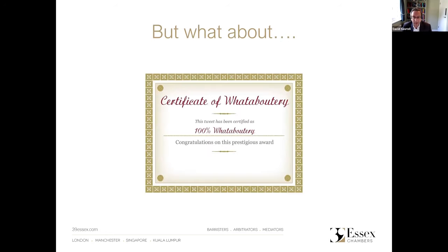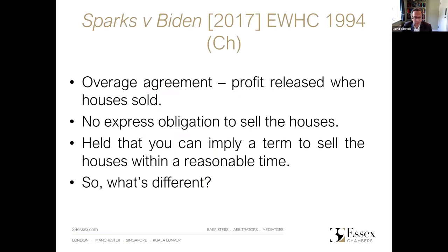But we know there are other cases where the courts have been willing to imply such a term. And the one which was referred to by the Court of Appeal was the decision of Sparks and Biden. Now, this was about property development in Wimbledon. When you read the case, you can see it's a slightly different kettle of fish. Essentially, the owner of the land, Mr Sparks, was approaching retirement. He was in his late 60s, and he wanted to develop the land himself or through someone else to fund his retirement.